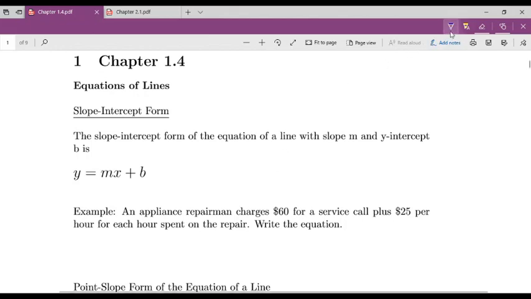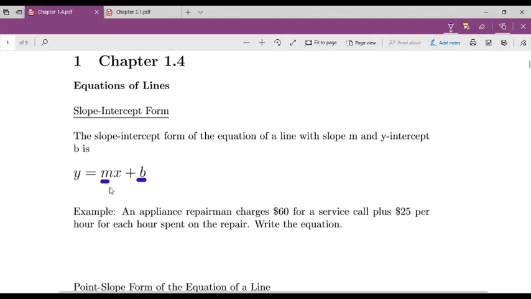Alright, class, let's delve into chapter 1.4, equations of lines. So, first thing we need to know is the slope-intercept form. The form we use the most. Slope-intercept form, the equation of a line with slope m and y-intercept b is y equals mx plus b. Okay, so m is your slope, your y-intercept is b. Then you just got a y and an x.